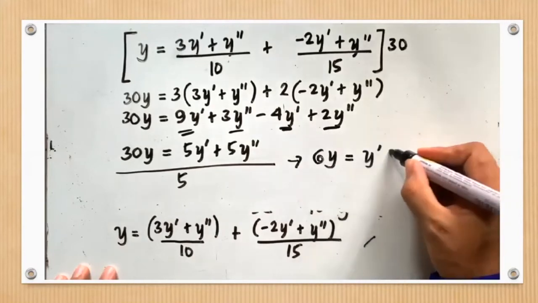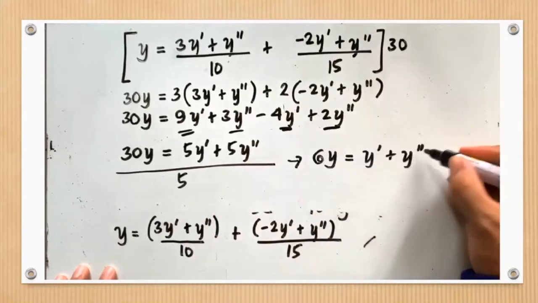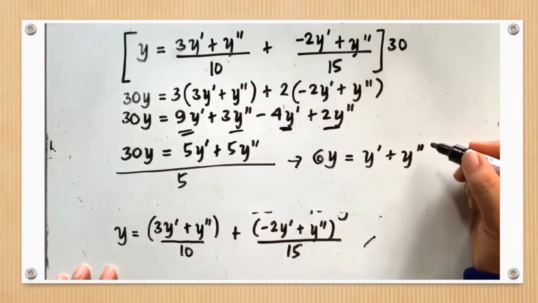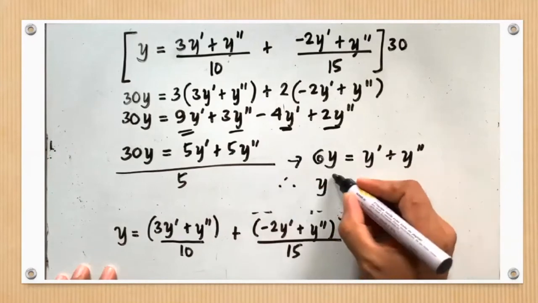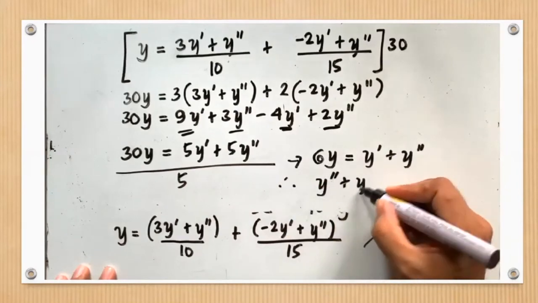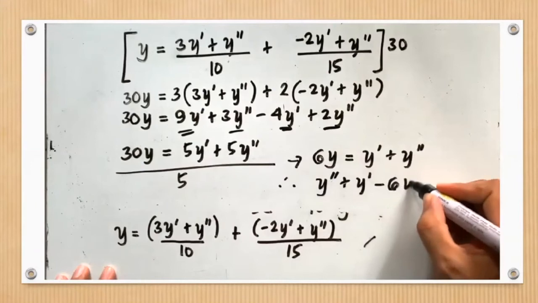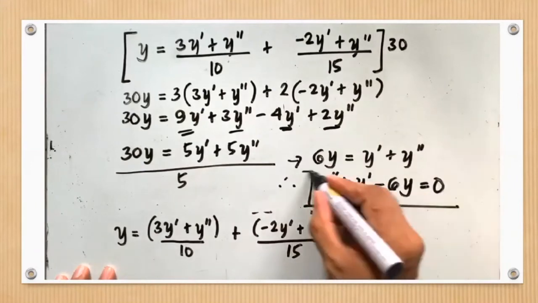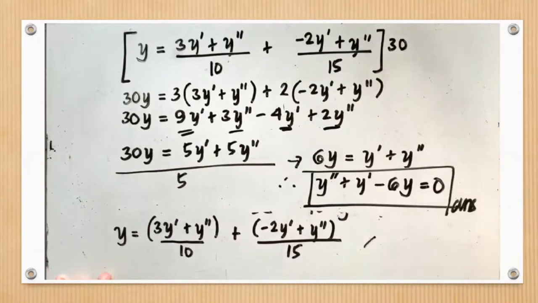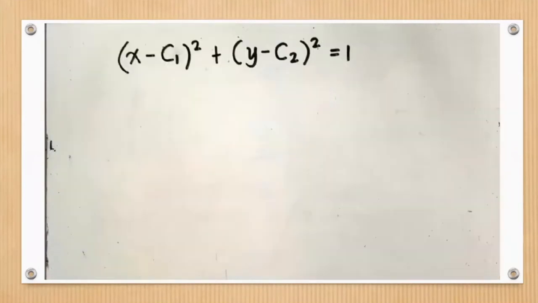So y prime plus y double prime. So this is now your final answer, or you can arrange from the highest derivative up to the least. So you have y double prime plus y prime minus 6y, transpose mo lang yung 6y, equal to 0. So as you can see, the final answer does not contain an arbitrary constant. So second order siya because of two arbitrary constants na present to sa equation, kasi dalawang beses ka nag-differentiate. Now let's move on to the next example.